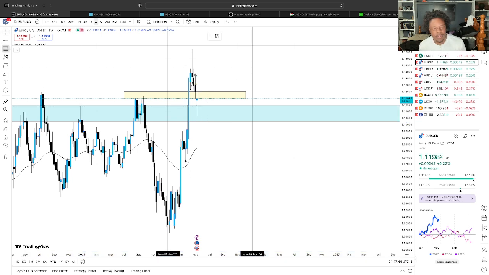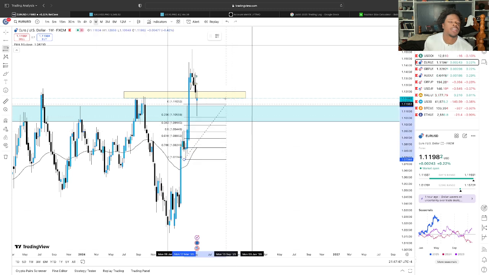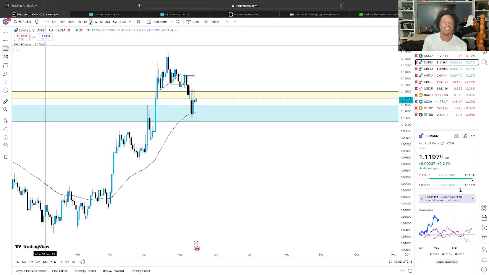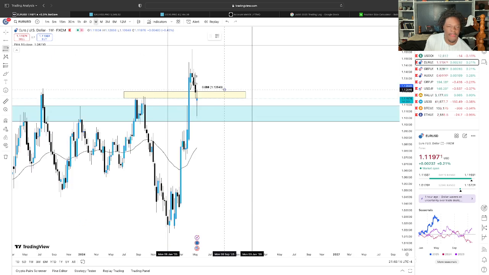So if we were to put a Fibonacci here, as you can see, touching this wick, both sides of the wick, it creates a 61.8% retracement of 1.105. So if we were to go down to lower time frames, maintaining the same Fibonacci.